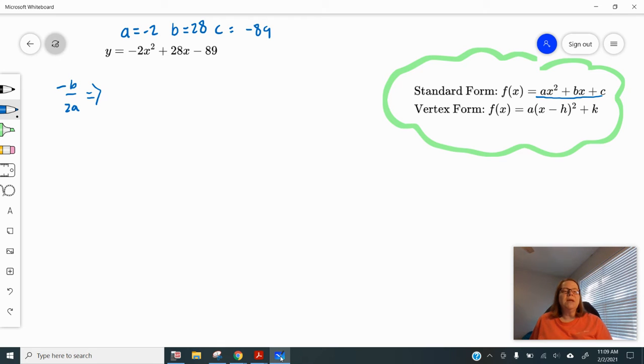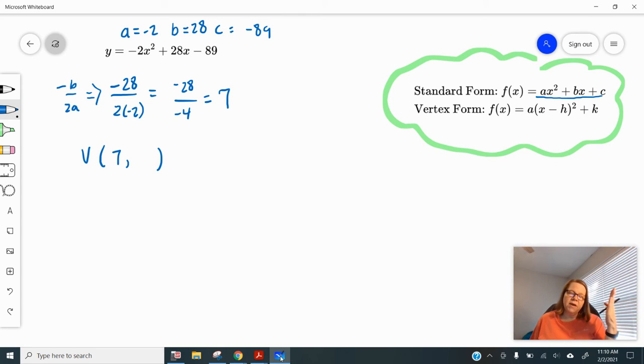So I'm going to use -b over 2a. I'm just going to plug in b was 28, 2a is -2 times 2, so I've got -28 over -4, which is +7. So I'm finding the vertex. And so I've got the first part is 7. And now I need to find the y value. Got the x value, which is 7.